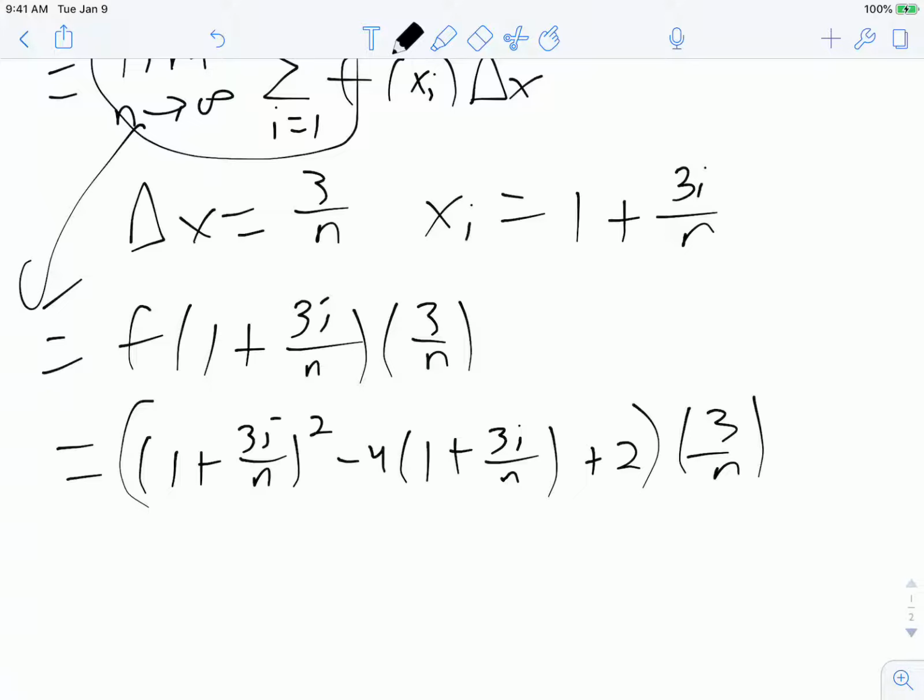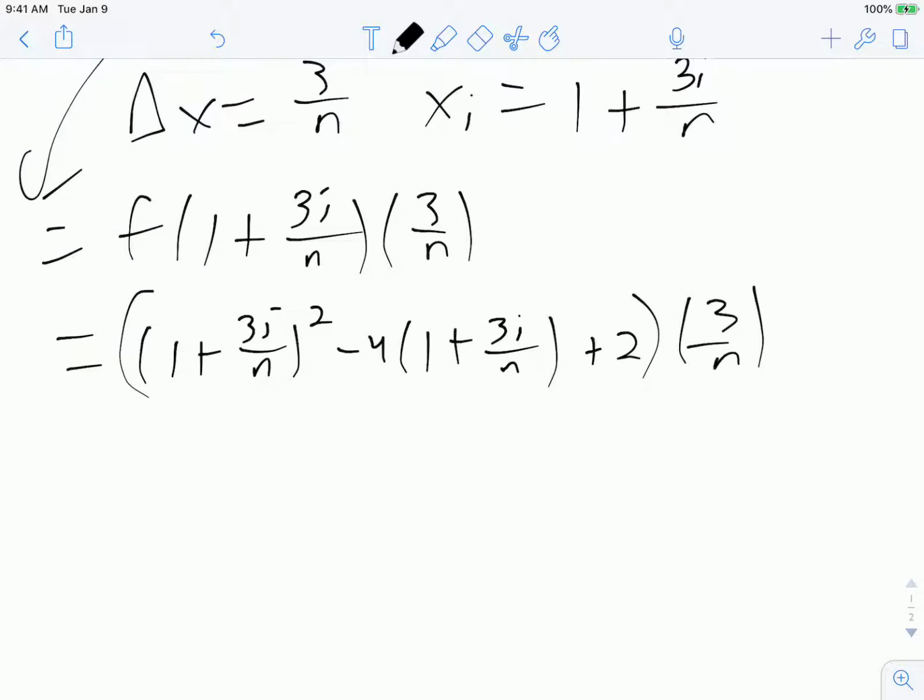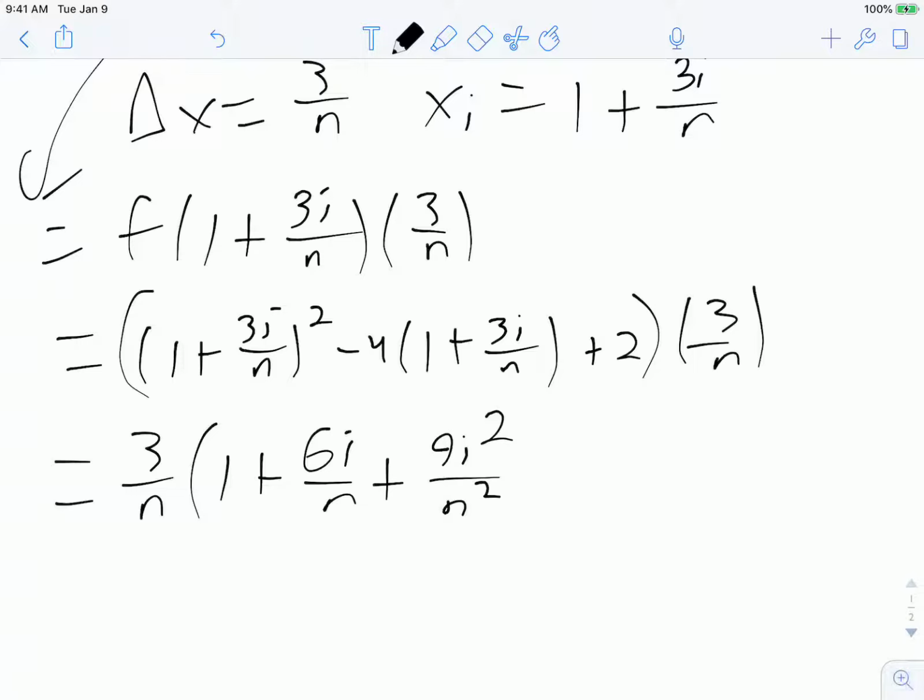So there's a lot of ways to go about this. I think a lot of times the book just kind of pulls the 3 over n out front, which you're welcome to do, and then later kind of distribute it out. Probably makes more sense. So I'm going to say 3 over n times, let's do this out, 1 plus 3i over n squared would be 1 plus 3i over n plus another 3i over n makes 6i over n plus 9i squared over n squared. So I'm really just foiling. Minus, now we're going to distribute this, minus 4 minus 12i over n plus 2.